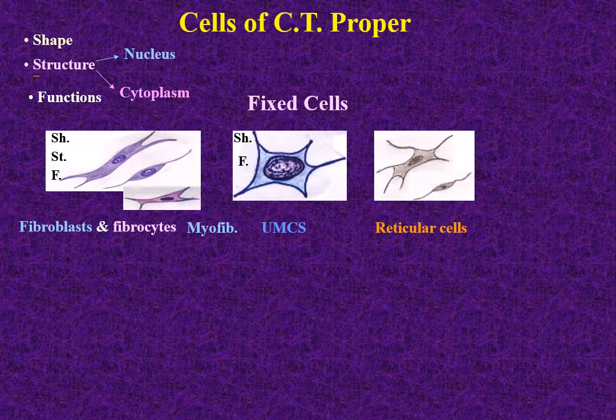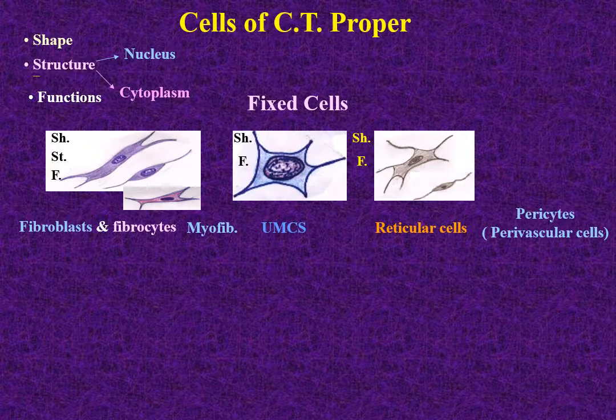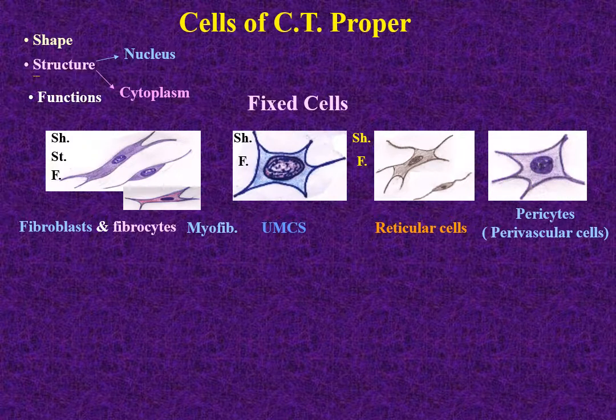Reticular cells are similar to mesenchymal cells, but have long processes. Functions: they, together with the reticular fibers, form the stroma of the various organs. Pericytes or perivascular cells. These are similar to fibroblasts, but smaller, and located along blood capillaries. Functions: they have the pluripotential role of mesenchymal cells. They can give rise to other types of connective tissue cells when needed.